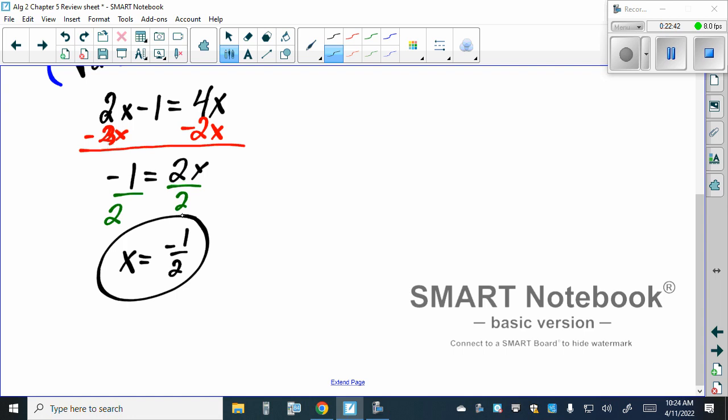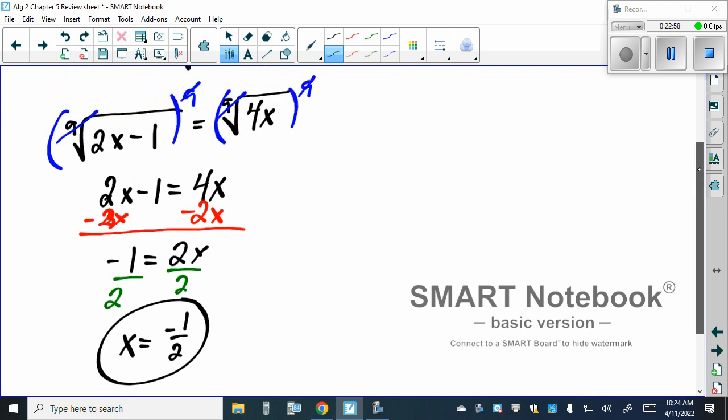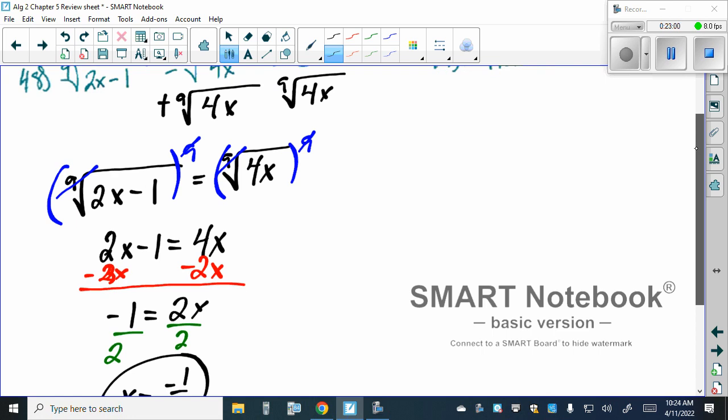And this works because, again, we can't have negative numbers inside even roots. Are we dealing with even roots for this problem? No, 9 is an odd root. We can take the odd root of a negative number. We can't take the even root of a negative number. So x equals negative 1/2 does work here. Any questions on any of this?